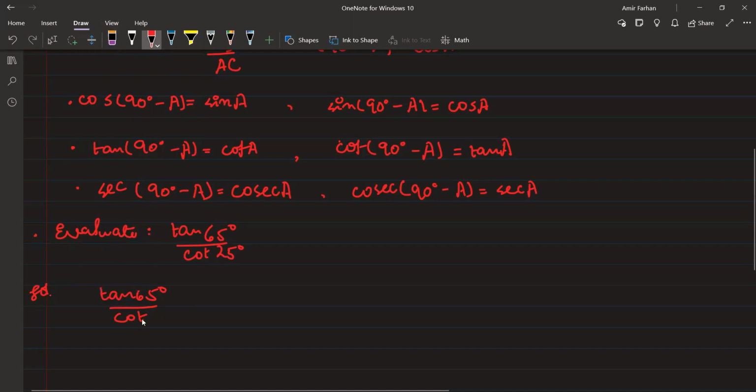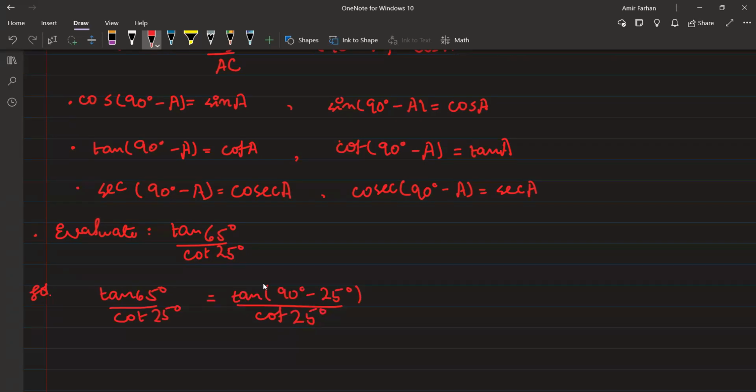Now tell me, cot and tan are reciprocal to each other, yes or no? Yes. If we somehow change this tan or change this cot in angle, we can cancel them out. We can go with any of them; we will get the same answer with both. If we change tan into cot, how to change it? Can you write 65 as 90° minus 25°? 90 minus 25 is 65.